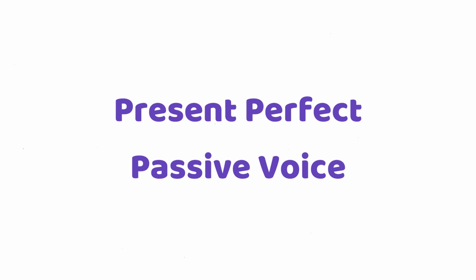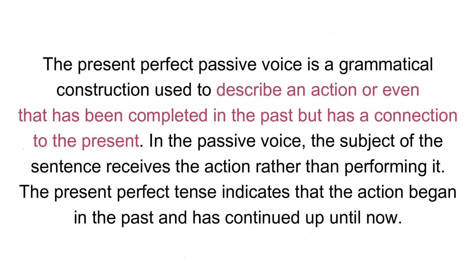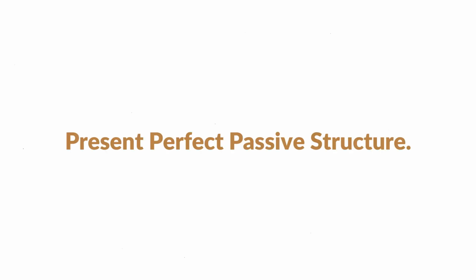Present perfect passive. In the story you heard, all my friends have already been invited to the party. The present perfect passive voice is a grammatical construction used to describe an action or event that has been completed in the past, but has a connection to the present. In the passive voice, the subject of the sentence receives the action rather than performing it. The present perfect tense indicates that the action began in the past and has continued up until now. Present perfect passive structure.